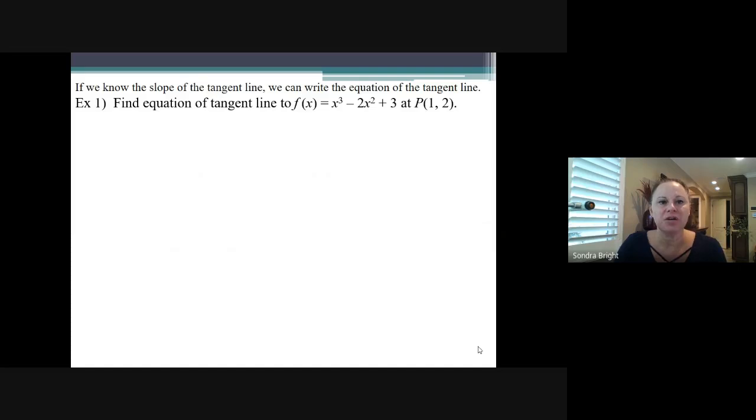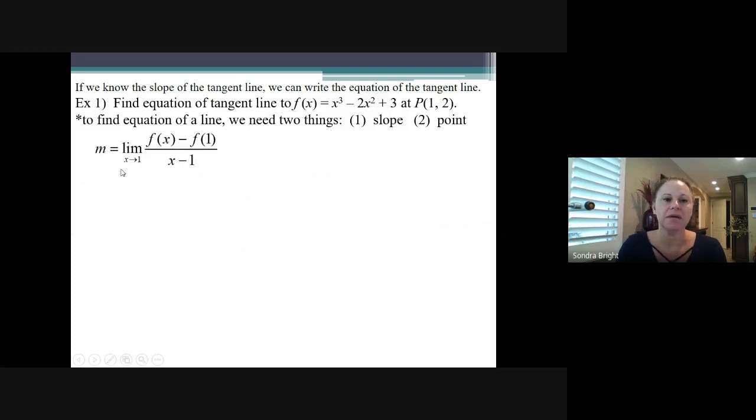To find the equation of the tangent line to the function x cubed minus 2x squared plus 3 at this point, 1 comma 2. So in order to get an equation of a tangent line, you need two things. You need a slope and you need a point. Well, they gave you the point. The point is right here, 1 comma 2. We just need to find the slope at that point.